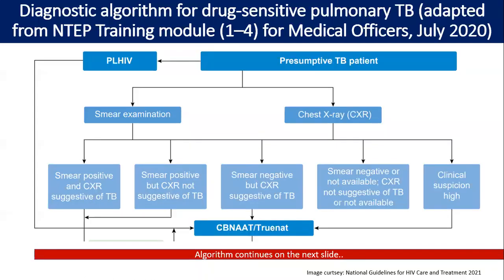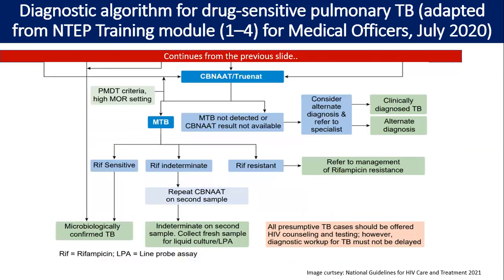Now, these are the same in case of TB. These are taken from the NTP guideline, but in the ART center, what we do for presumptive TB, if any of the 4 symptoms of TB is present, is send the patient directly to the CBNAAT or TrueNat. And then if it is positive, there are 3 possibilities: rifampicin sensitive, rifampicin resistant, and intermediate.